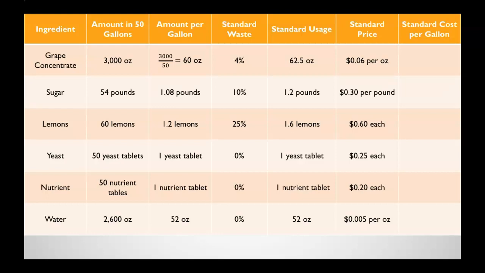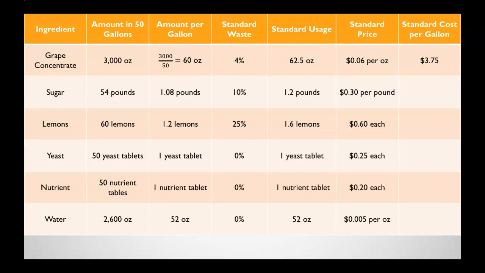So now we can use our standard price and our standard usage to find our standard cost per gallon. For grape concentrate, we have to use 62.5 ounces, and each ounce costs 6 cents. So 62.5 times 0.06 equals $3.75. So the grape concentrate that's required to make a gallon of wine is going to cost $3.75.